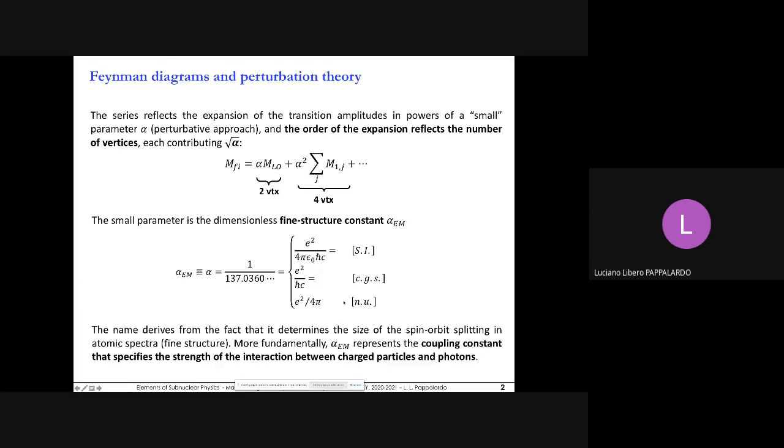Now, why do we call this the fine structure constant? The name derives from the fact that it determines the size of the spin-orbit splitting in atomic spectra, the so-called fine structure that you know pretty well. But more fundamentally, alpha represents the coupling constant that specifies the strength of the interaction between charged particles and photons. Indeed, it is the strength at each QED vertex.